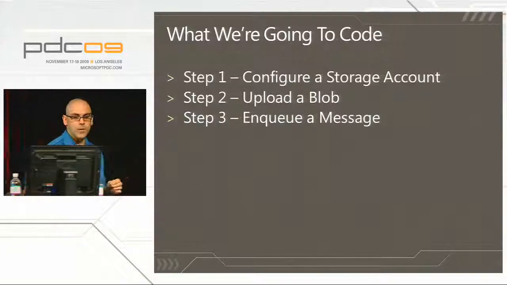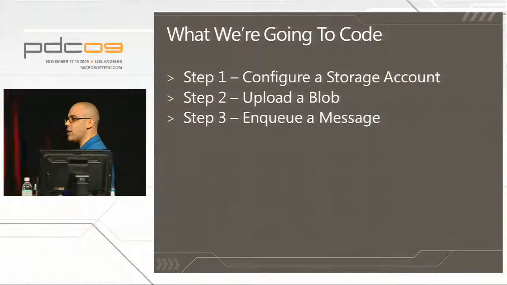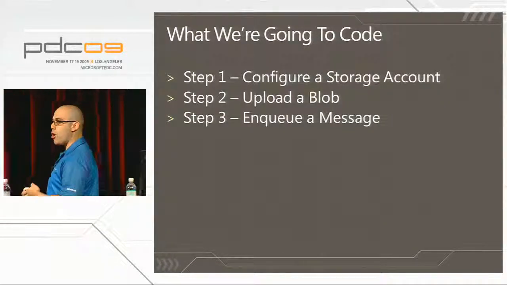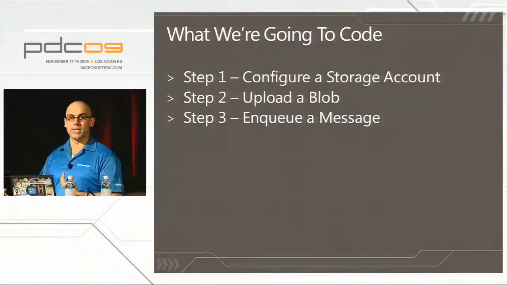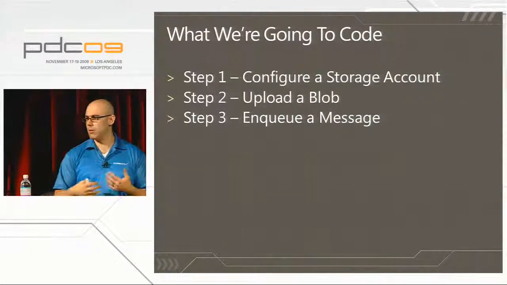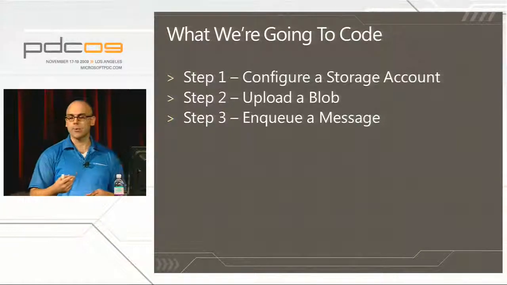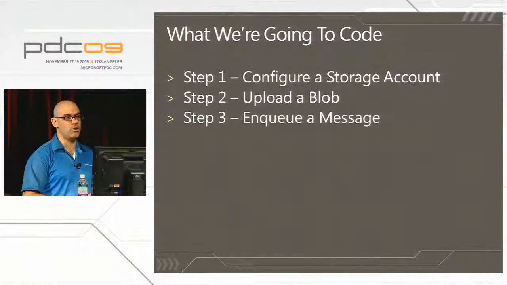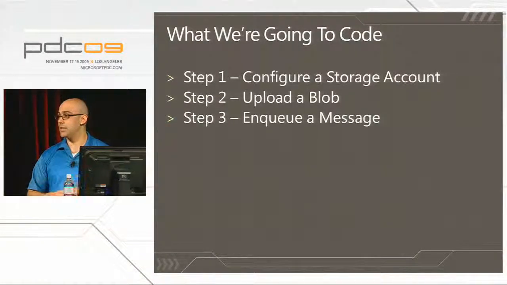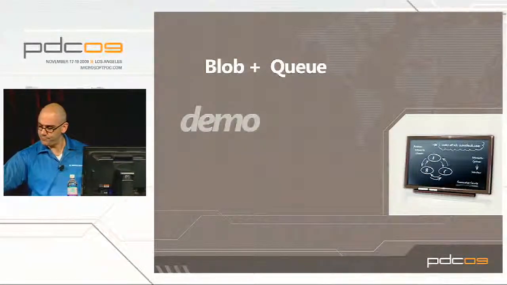The main three steps we're going to do are, first, configure our storage account. Remember I said that storage has that concept of an account. So in our code, we need to be able to create an object that represents that. The second thing we're going to do is upload the blob. The blob content is going to be whatever's in that text box. And then the next thing we're going to do is enqueue a message onto the queue. That's going to be the next stage of our demo. So let's go ahead and do that.